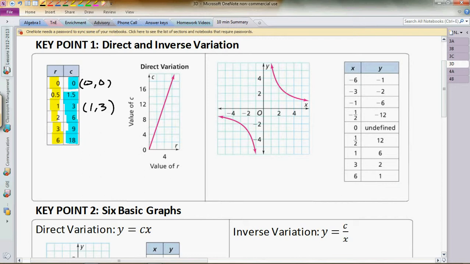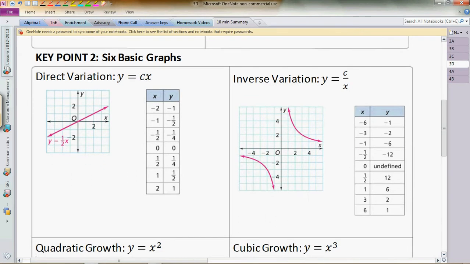And inverse variation is, on the other hand, if one number is going up, see the x value is going up, the y value is actually going down. It's getting smaller and smaller. And when x is 0, it's undefined because you can't divide any number by 0. And the graph will look like this. Okay? So that's the direct and inverse variation.